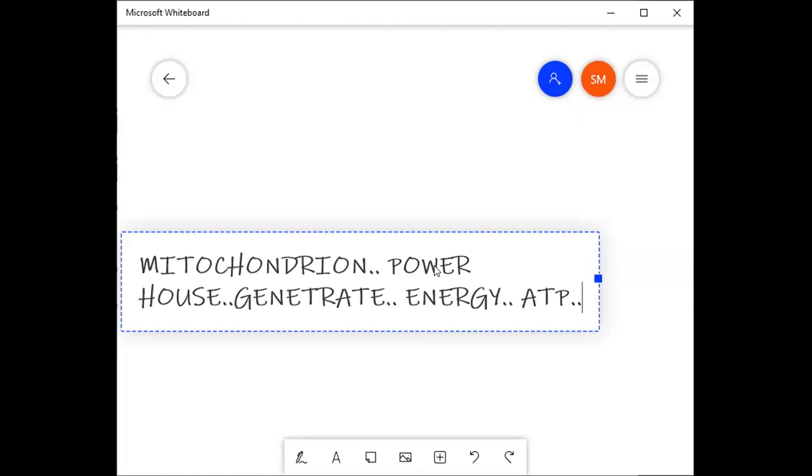At present, let us see the structure of mitochondria. It is the powerhouse which generates a lot of energy by breaking down glucose, lipids, and proteins, and by producing ATPs, which are the energy stored and then kept inside the body for use. Mitochondria are mainly present in eukaryotic cells.